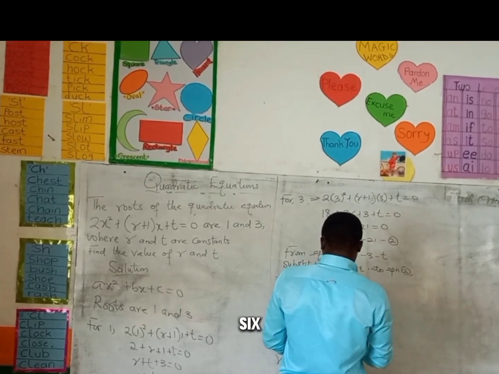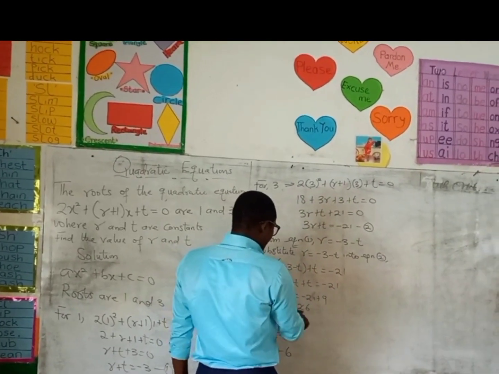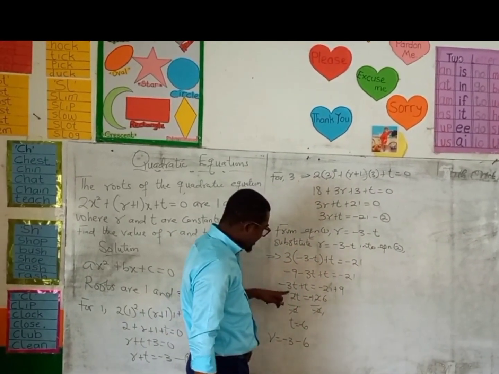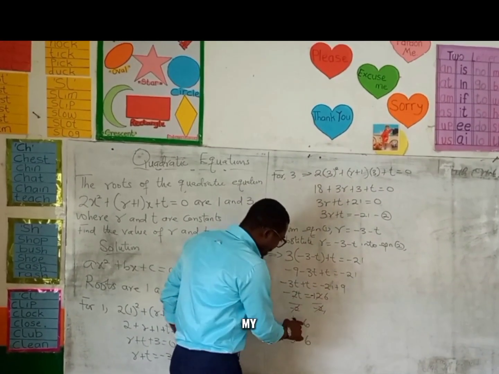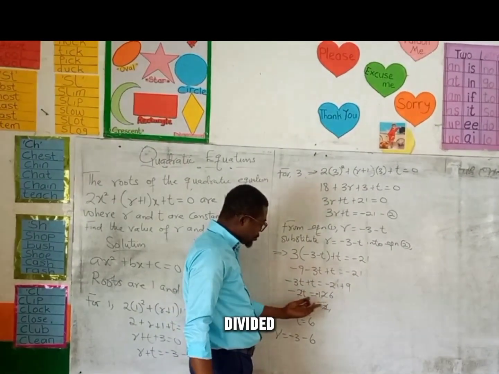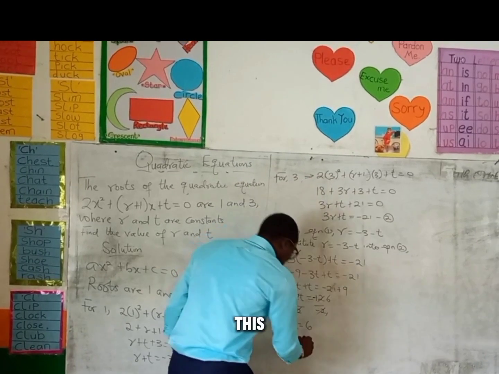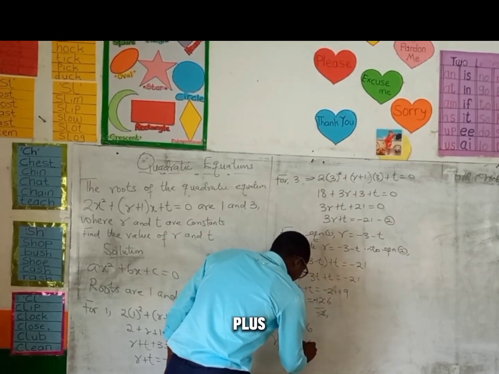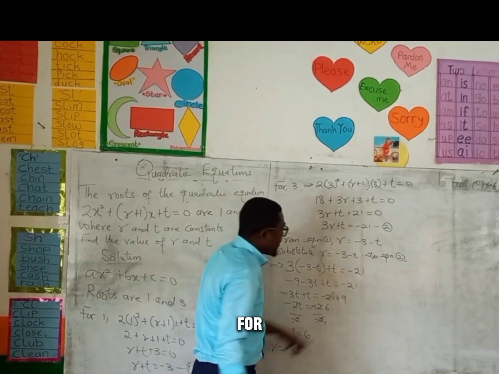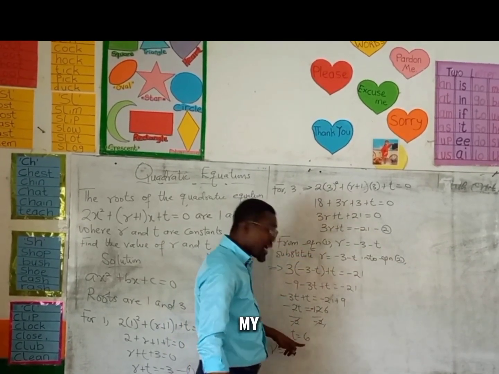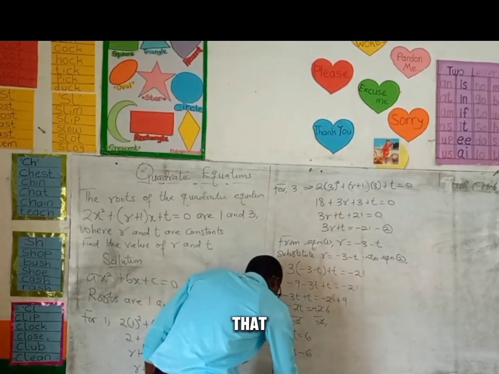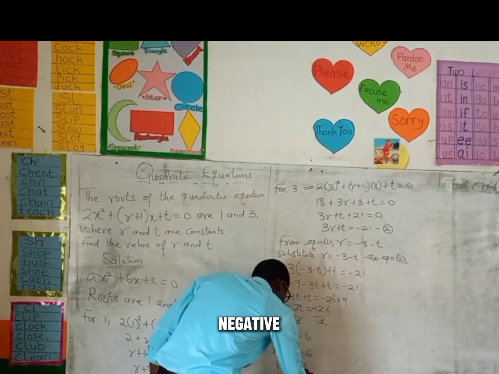Sorry, this is -12. So my t here is +6 and not -6 because we divide it by -2. So this should give me -3 plus -3 for my r minus t, but my t is a +6. So it becomes -3 minus 6. So that means that my r is equal to -9.